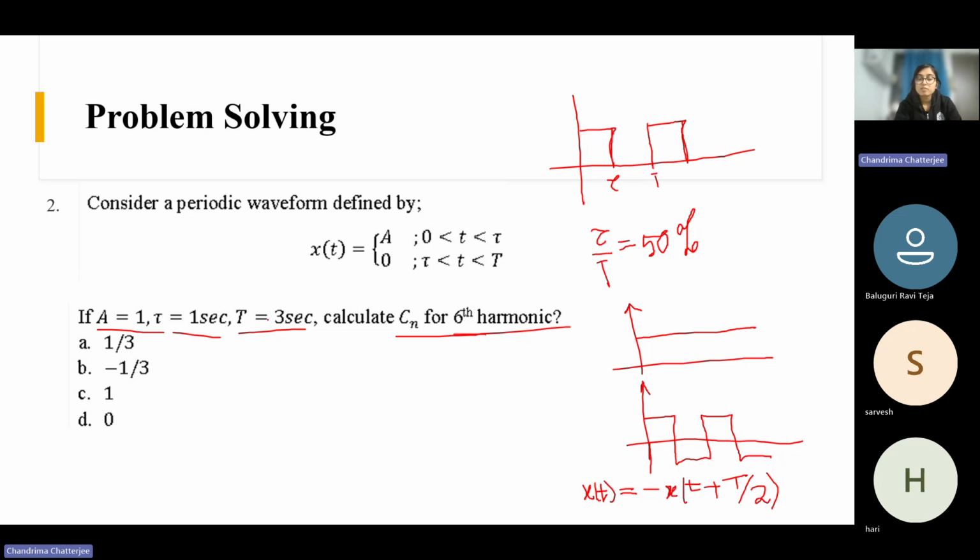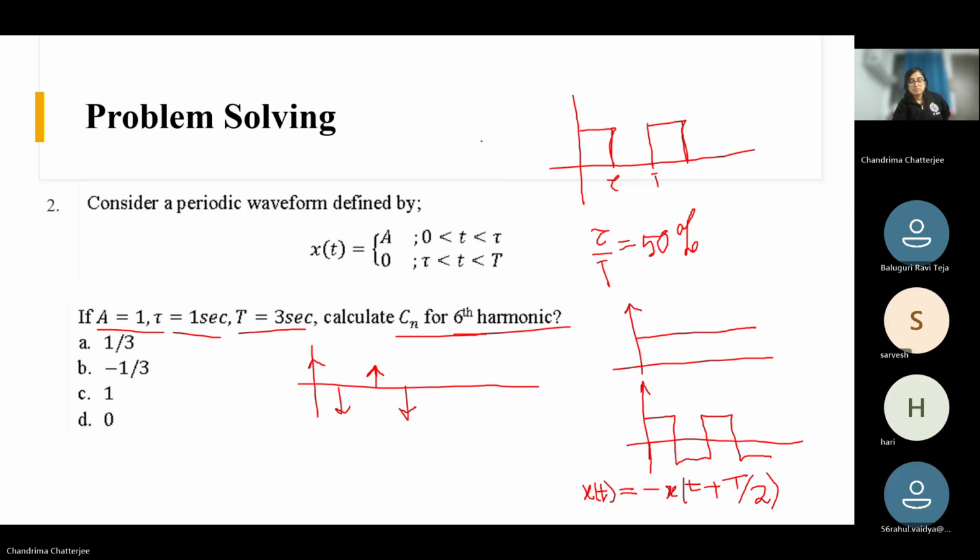But here tau by T is 1 by 3. So we will have to calculate, right? How will we calculate? We can calculate by applying the new method that we have learned this week, by differentiating it. As I already told, we will get two sets of impulse trains. First is in the positive direction, another is in the negative direction, like this.